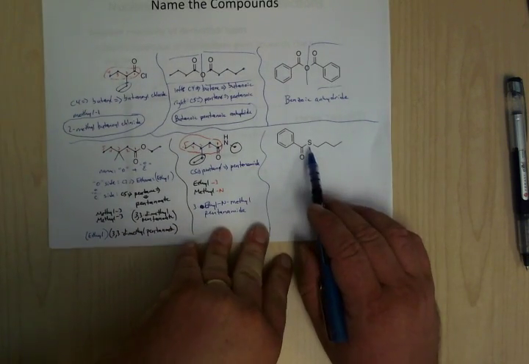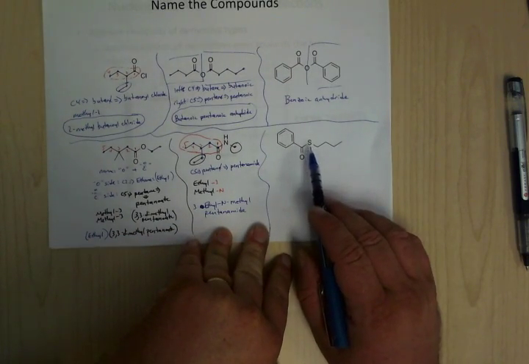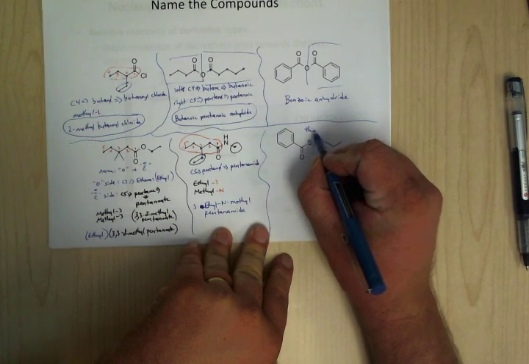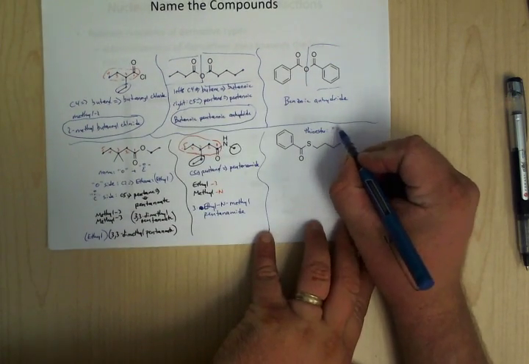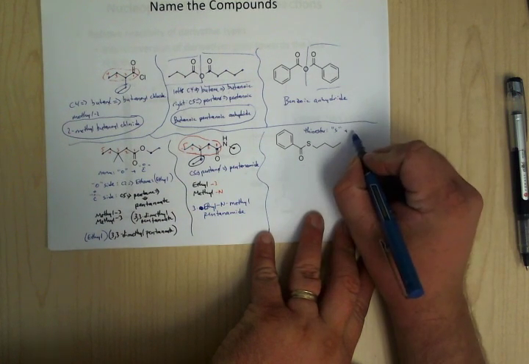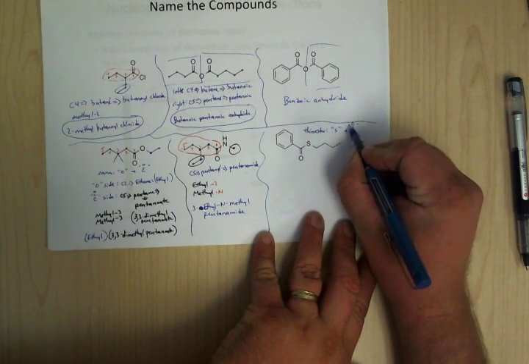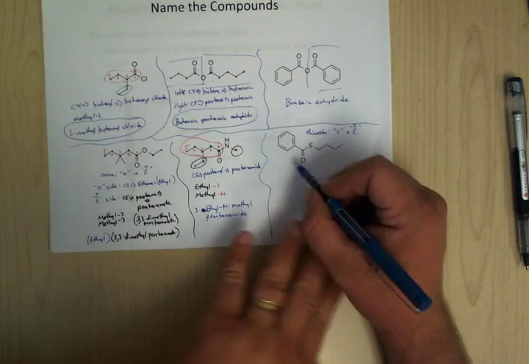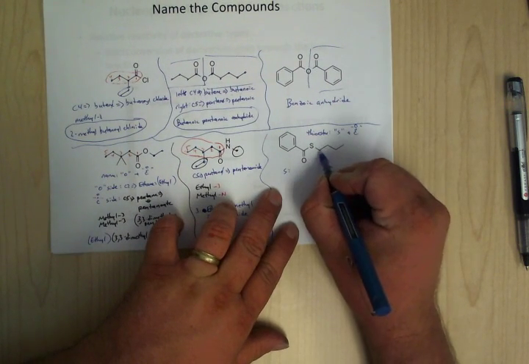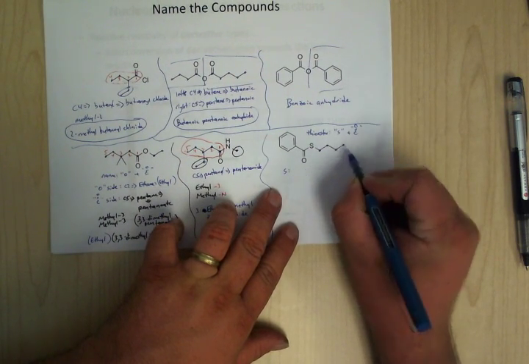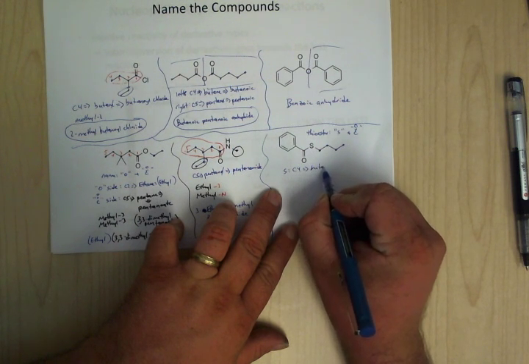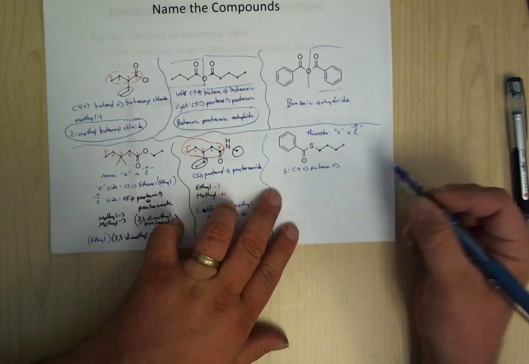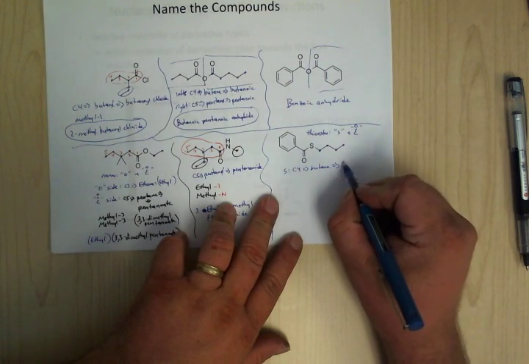Okay, so for thioesters, we name them the same as if we do esters. So we're going to do the S side, and then the C double bond O side. For the S side, it's going to be 1, 2, 3, 4, so C4, so it'll be butane. But we name it as a side chain, just like we did over here, so it becomes butyl.